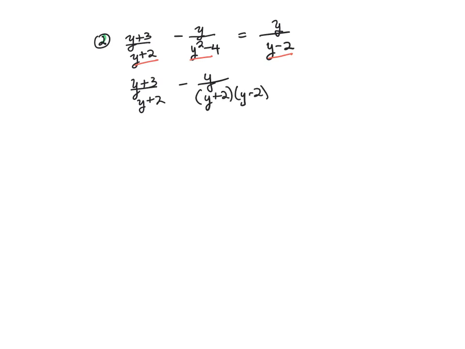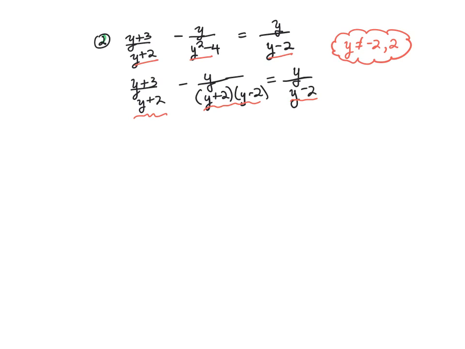And this will serve two purposes. First, we see the restrictions on the denominator. Here, looking at the first denominator, y cannot equal negative 2. In the second denominator, y cannot equal negative 2 or 2, if we set each factor to 0. And in the last denominator, y is not equal to 2. So these are the restrictions for the denominator.